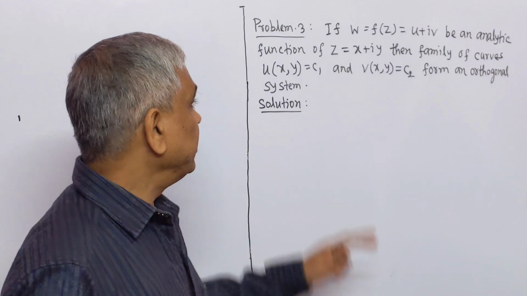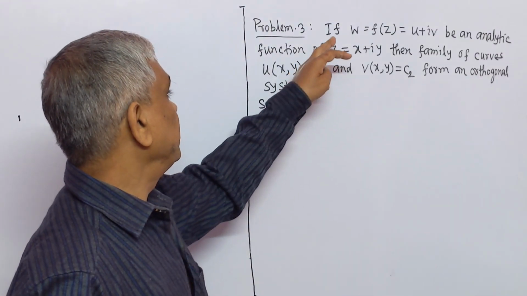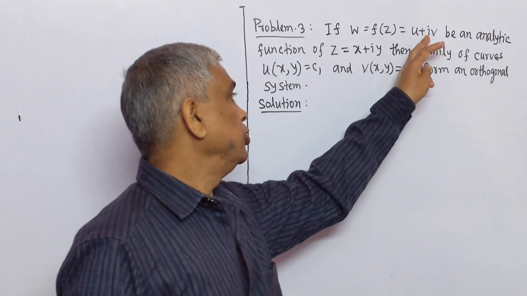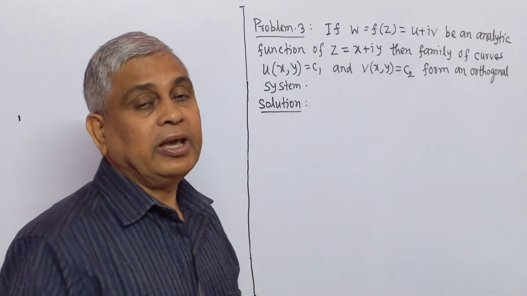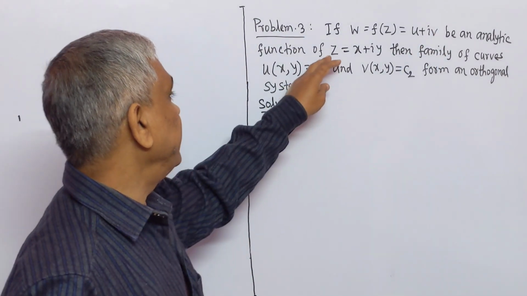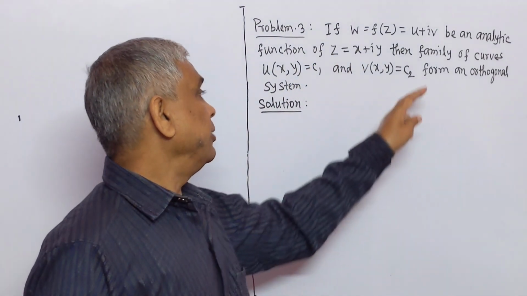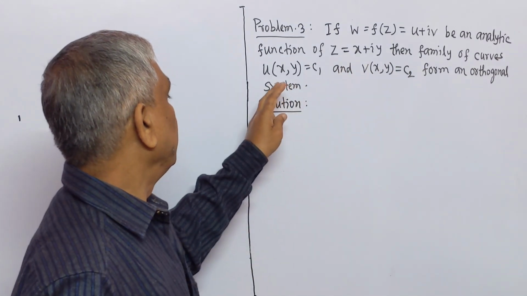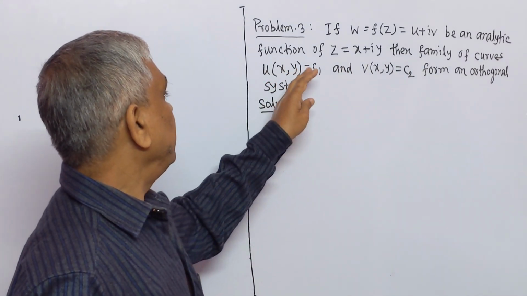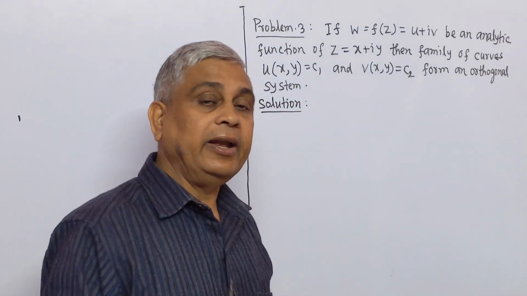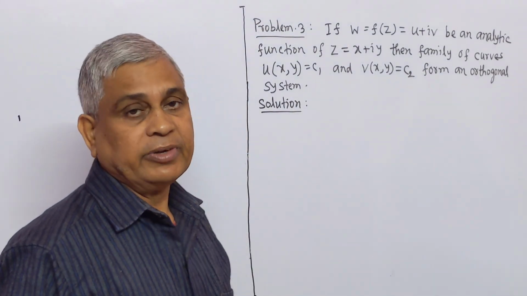Now we solve the next problem. Problem is, if w equal to function of z equal to u plus iv be an analytic function of z, z equal to x plus iy, then family of curves u(x,y) equal to c1 and v(x,y) equal to c2 form an orthogonal system.